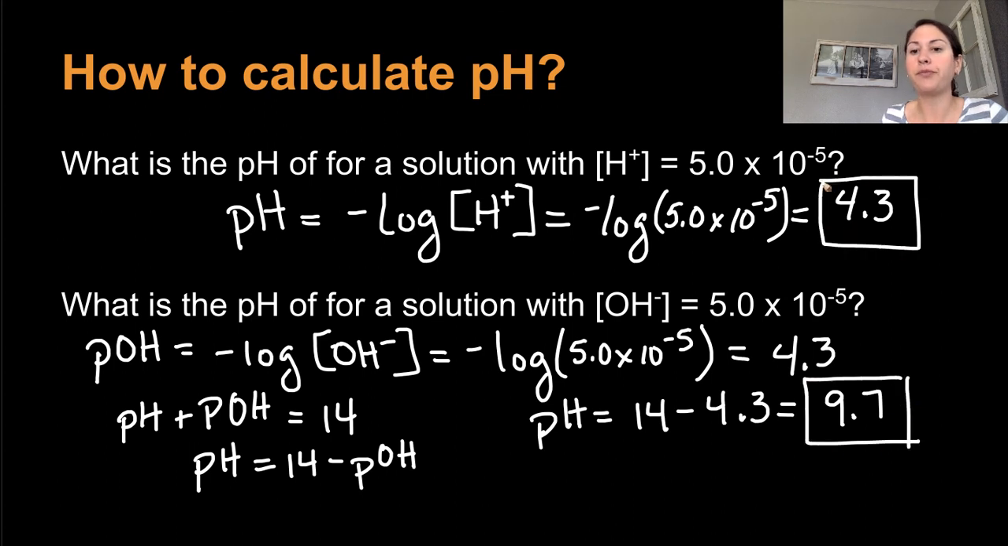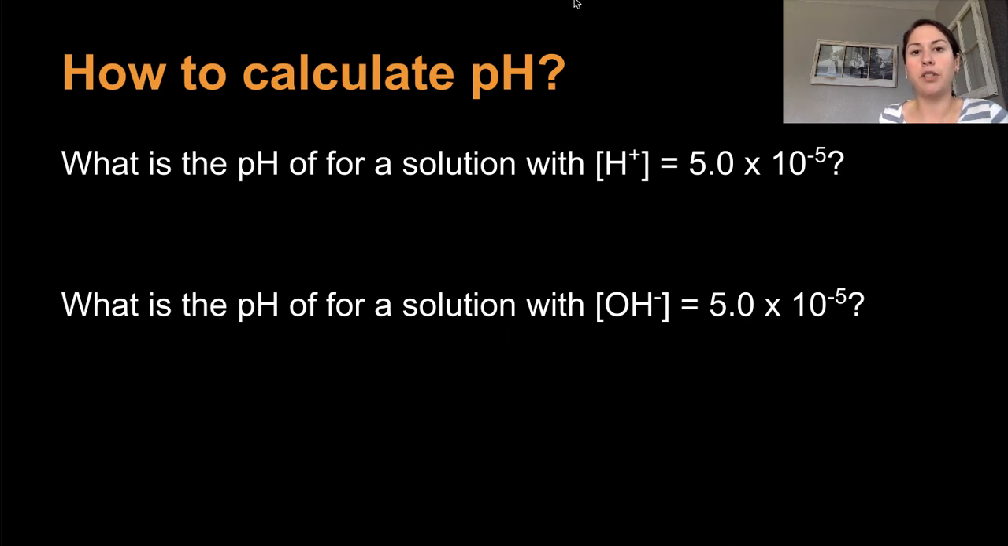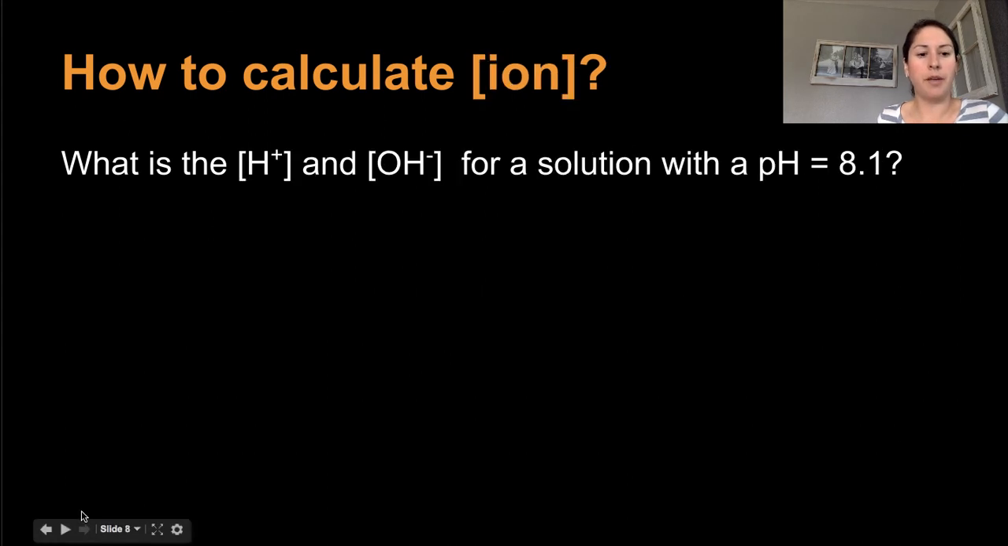Okay. So that's an example of how to solve for pH if you start with either hydrogen ion concentration or hydroxide ion concentration. There's one more thing that we'd like to be able to do, and that is to be able to calculate the ion concentration if you're given pH. And so in this question, we want to know the hydrogen and the hydroxide ion concentration for a solution with a pH of 8.1. Again, this is going to be slightly basic because it's greater than pH 7.